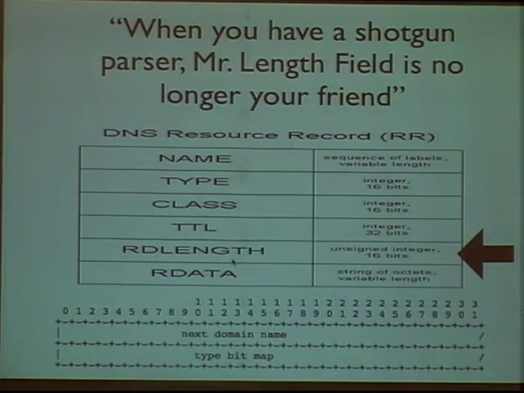And this is, of course, every time you see a length field in the data format. Here is your typical RR, and here is your RDATA, here's your data that was described by this length, with the next domain name in the NXT record. But every time you see a length field, you should be worried, especially if those length fields have to agree with each other over the span of the packet that you're parsing. So when you have a shotgun parser, Mr. Length Field is no longer your friend.